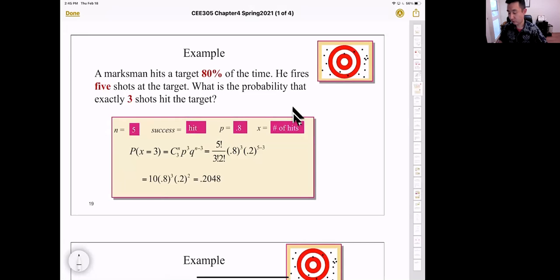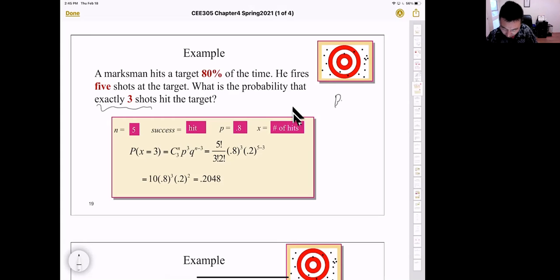Here's another example for binomial distribution. A marksman hits the target 80% of the time. So each shot, the chance to hit the target is 0.8. And he fires 5 shots. So it is binomial distribution. So he fires 5 shots at the target. What is the probability exactly 3 shots hit the target?